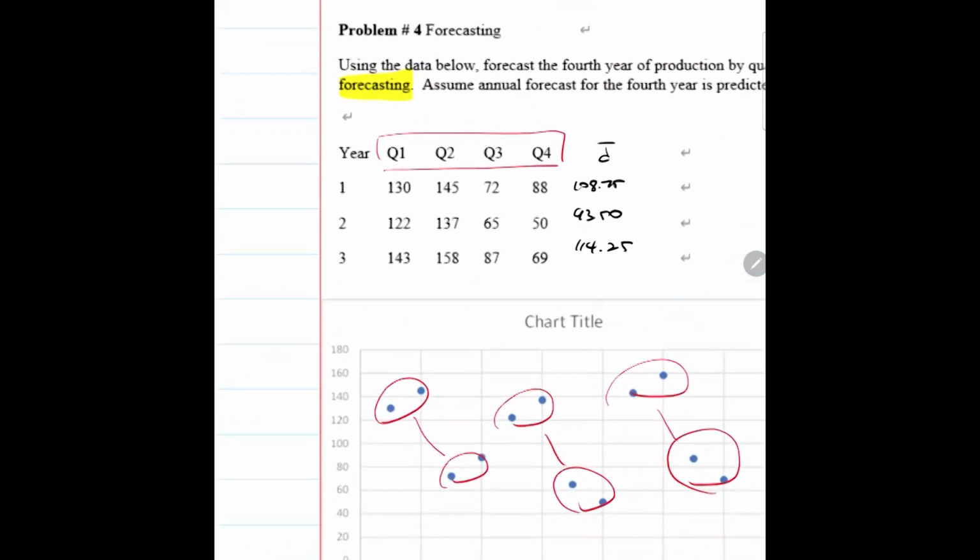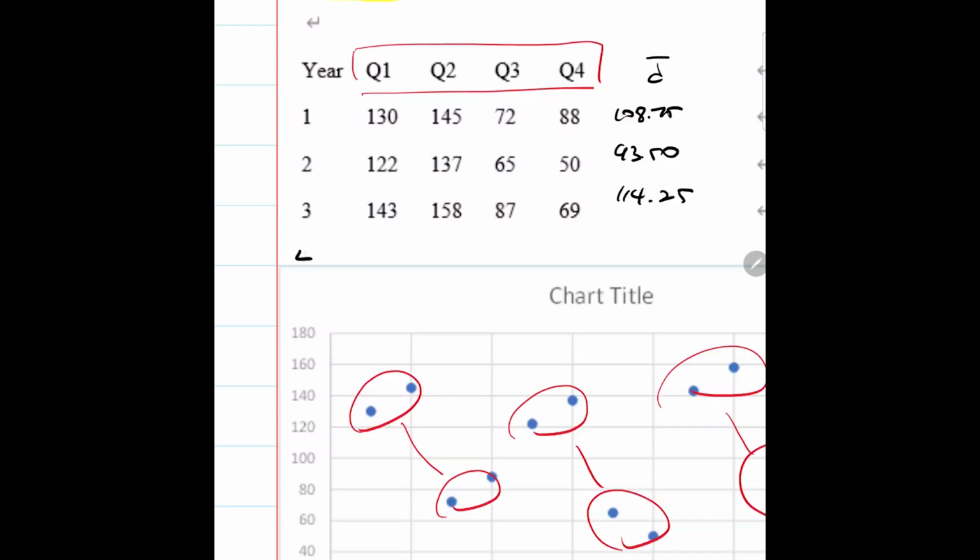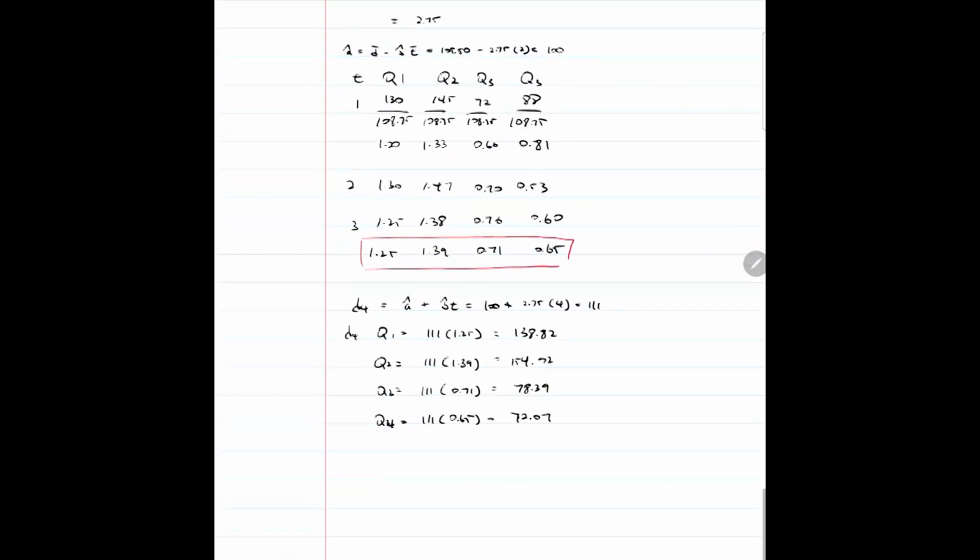So let's go back to the chart, and we can show here on year 4 quarter 1, 139, 155, 79, 73 based on what we calculated.